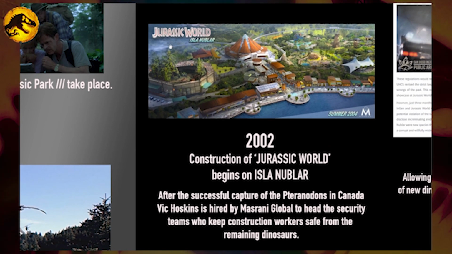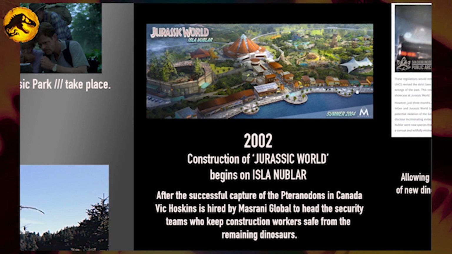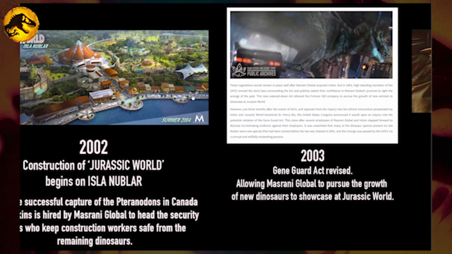And this image here is like in-universe concept art of what they wanted the park to look like, and obviously they pretty much made it look like that. But you can see down the bottom the Masrani Global logo is slightly different. It's like an older one, and it says summer 2004. So they originally planned to open the park in 2004. We'll get back to that in a minute.